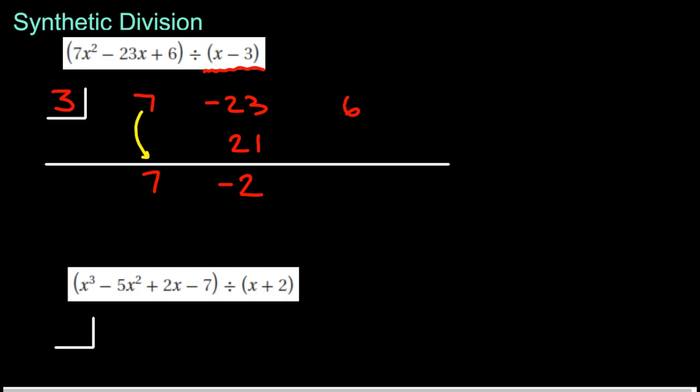Now the process starts over. Take the number in the box, 3, times the negative 2, which is negative 6. Record that there and add the one above it. So 6 plus negative 6 is 0.